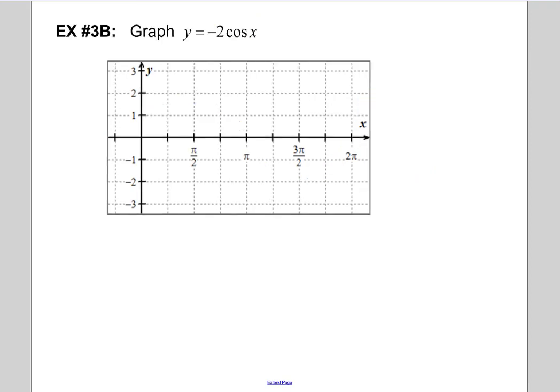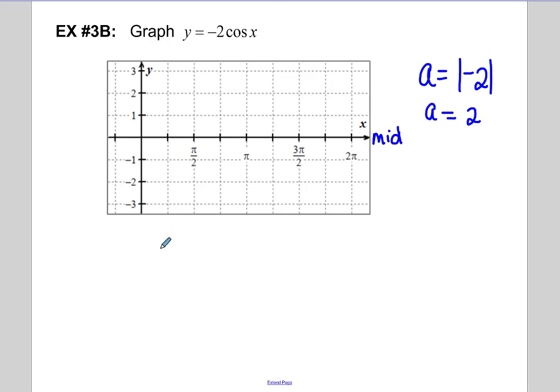Now here's one for you to do. What would happen if you graphed -2 cosine x? If you turn off the camera or the video, you can try this on your own and come back to see if your graph behaves like mine. So we said amplitude is absolute value. Amplitude is 2, and again, our midline is on the x-axis. So we're going to stretch up 2 and down 2.